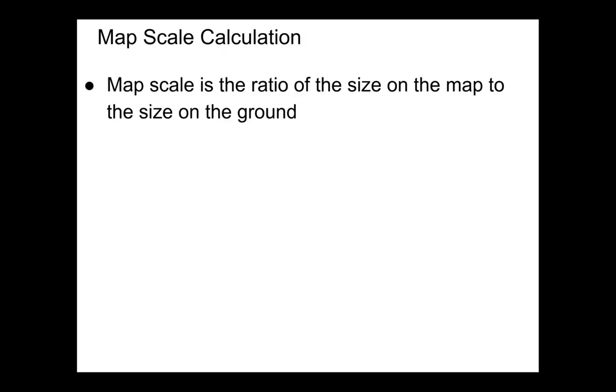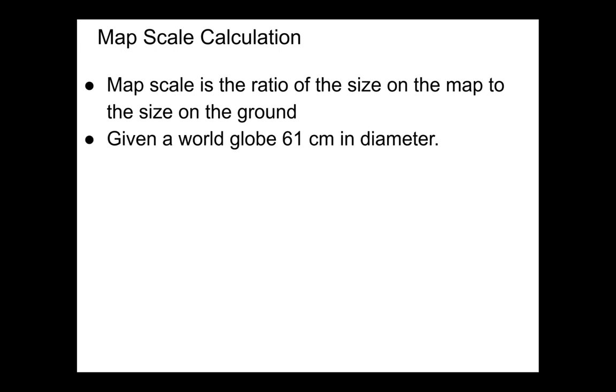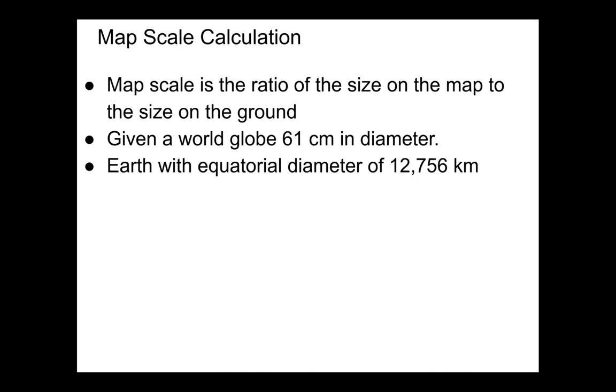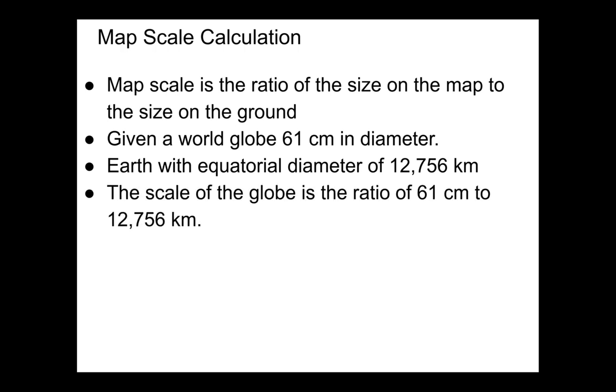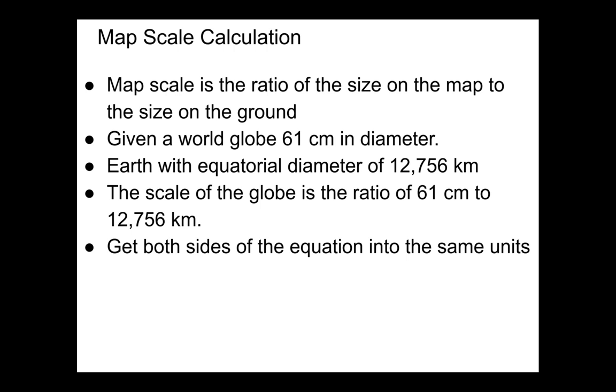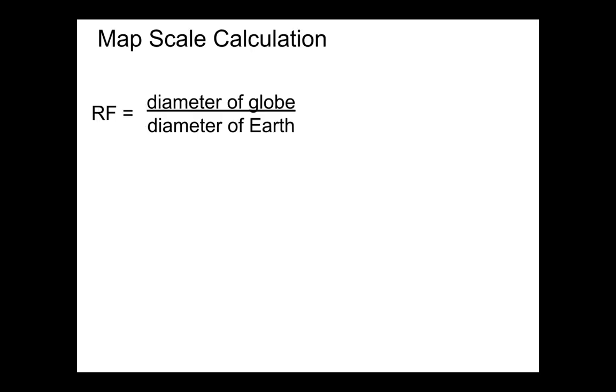So, map scale calculation. Map scale, as you know, is the ratio of the size on the map to the size on the ground. So if I gave you a world globe that was 61 centimeters in diameter and asked you what the scale of the map is, you'd need to know that Earth has an equatorial diameter of 12,756 kilometers. So the scale of the globe is the ratio of 61 centimeters to 12,756 kilometers. So the first thing we want to do is get both sides of the equation into the same units. And then we want to get the denominator down to 1.